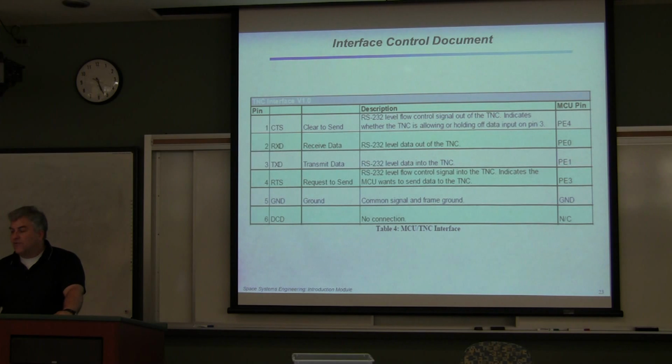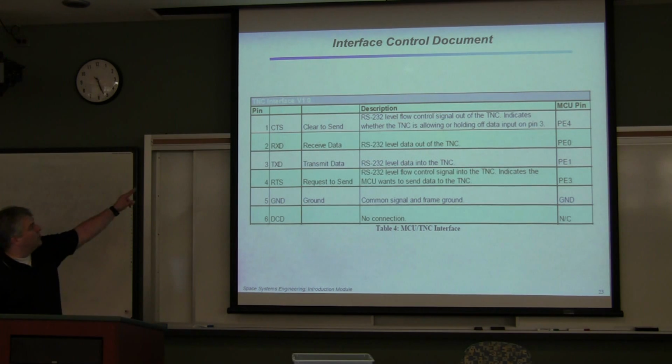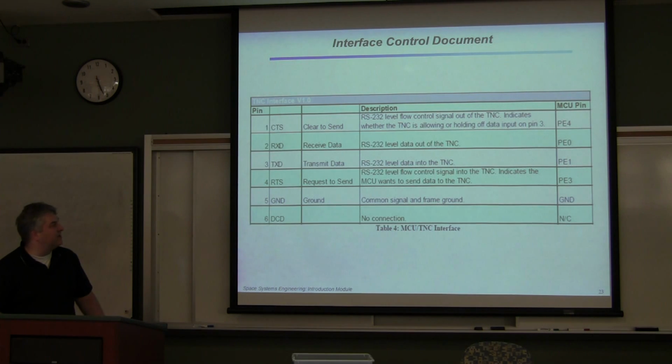Here's an example of a communications interface control document. We have everything. What does this kind of look like? Oh, it kind of says what it is inside, right? RS-232 serial communications.